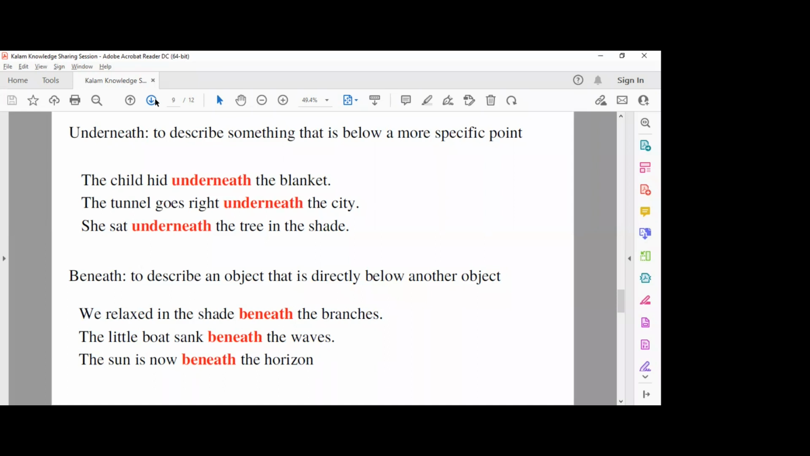We relaxed in the shade beneath the branches. Here they are relaxed beneath the branches. In that case, it directly answers the question "where". So here we have to use beneath.